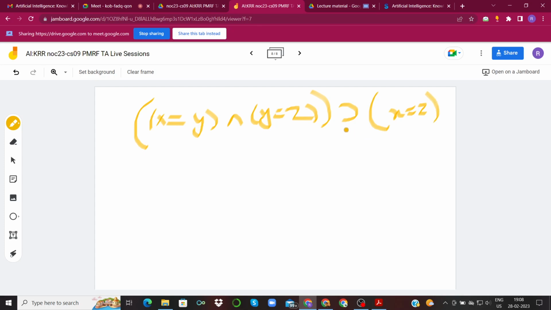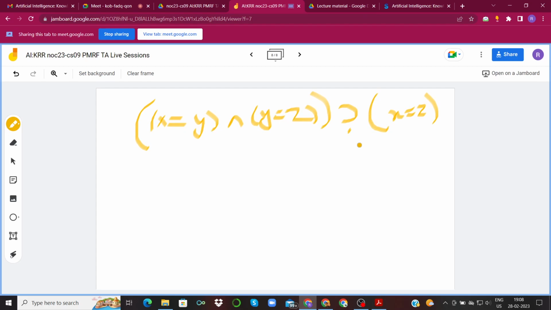Okay, where are you writing? Your screen is not visible. Okay, now is it visible? Yeah, now it's visible.